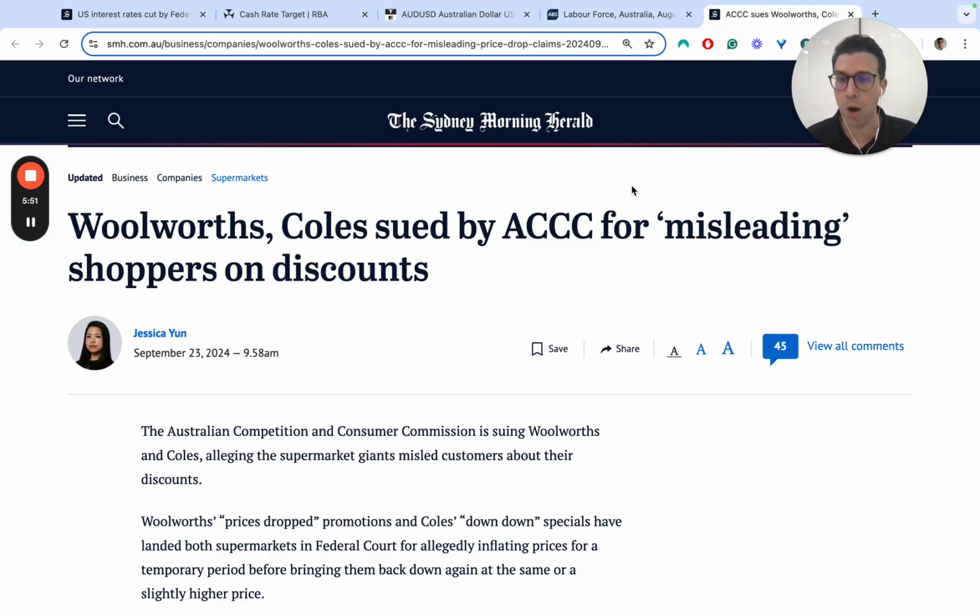Now, finally, Woolies and Coles are being sued by the ACCC for misleading shoppers on discounts. Now, in Australia, we have national competition policy reform. The ACCC is responsible for maintaining a level of competition in the marketplace, but also essentially policing non-competitive or uncompetitive activities in the market. And in this case, misleading advertising is one of the examples. They also are responsible for things like preventing collusion in the marketplace, right? And exclusive dealing and a number of other anti-competitive practices.